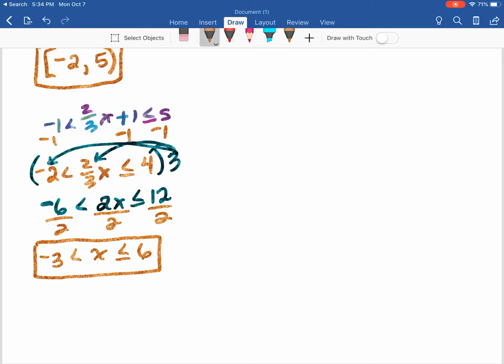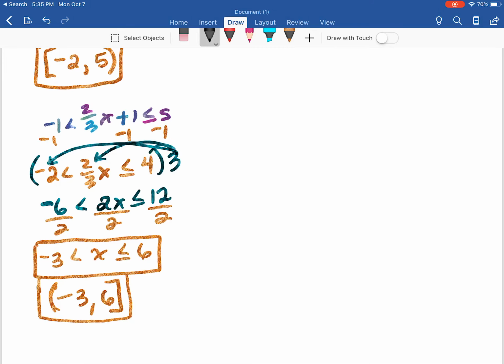Now we're going to write our interval notation. Our interval notation is going to be -3, 6. It's including 6, so that means that's going to be the bracket on the right. It's not including -3, so that's going to be parentheses on the left. So really the interval notation for AND statements is easier. The only thing that makes the AND compound inequalities a little bit more difficult is that we need to understand that we need to subtract or add, do our operations to all 3 sides of our compound inequality.